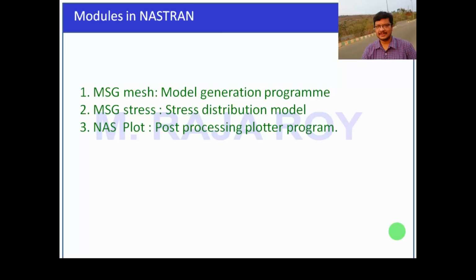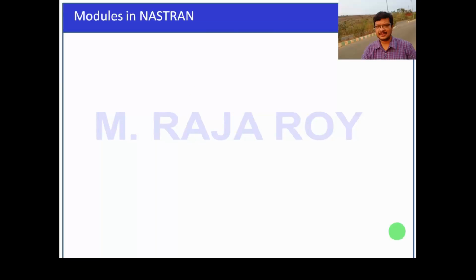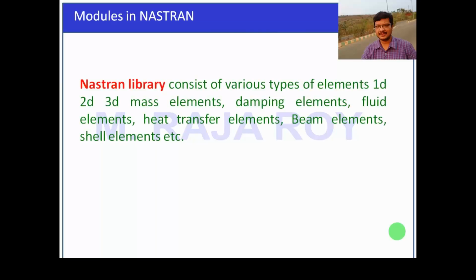Modules in NASTRAN. 1, MSC/Mesh, the model generation program. 2, MSC/Stress, the stress distribution model. 3, NASPLOT, the post-processing plotter program. The NASTRAN library consists of various types of elements: 1D, 2D, 3D mass elements, damping elements, fluid elements, heat transfer elements, beam elements, shell elements etc.